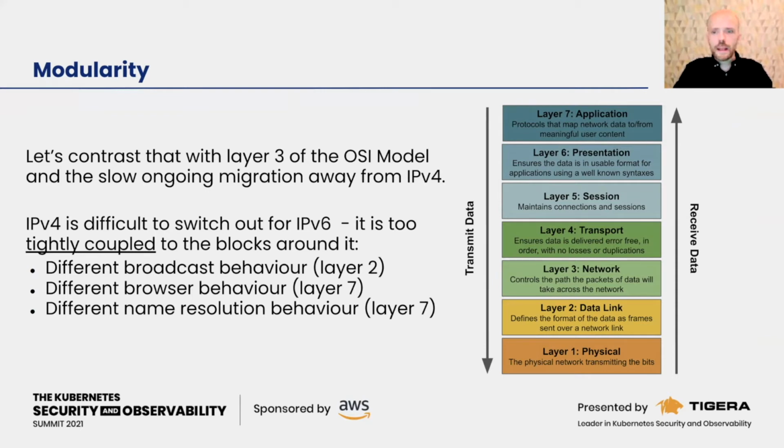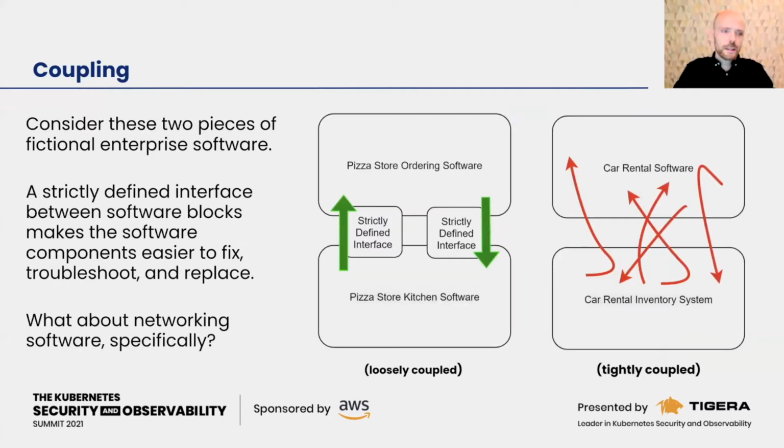So unlike layer 1, which was successfully designed to be very modular, layer 3 is too tightly coupled to the blocks around it, and it's very hard to change your layer 3 implementation without affecting the other blocks. So we understand modularity and we understand tight coupling. Consider these two pieces of fictional enterprise software.